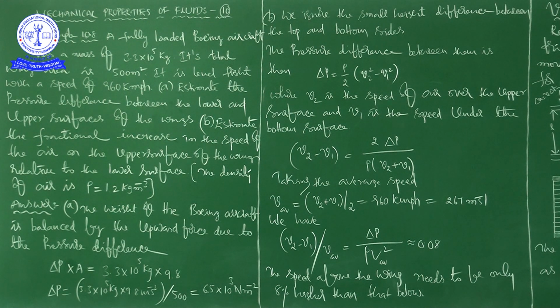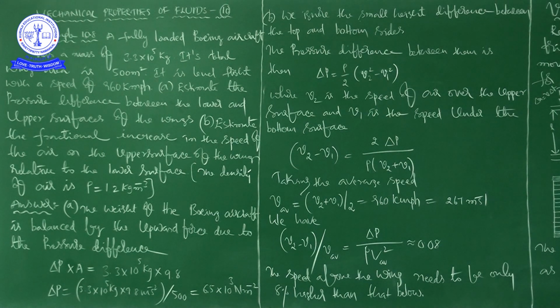A. Estimate the pressure difference between the lower and upper surfaces of the wings. B. Estimate the fractional increase in the speed of the air on the upper surface of the wing relative to the lower surface. Here itself they have given the density of air as 1.2 kilogram per meter cube.